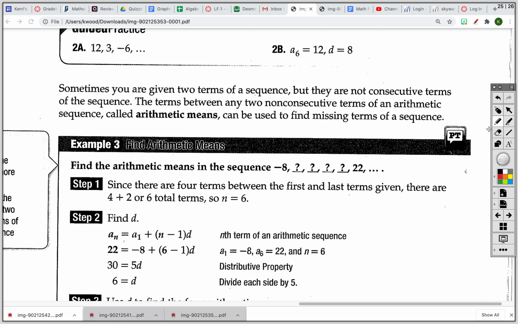Okay. Next vocabulary is an arithmetic mean. An arithmetic mean are the numbers that are in between two non-consecutive numbers. So these numbers here are actually called arithmetic means. This is the first term. This is the nth term. We can figure out what n is in a second. But these are the arithmetic means, the numbers in between.